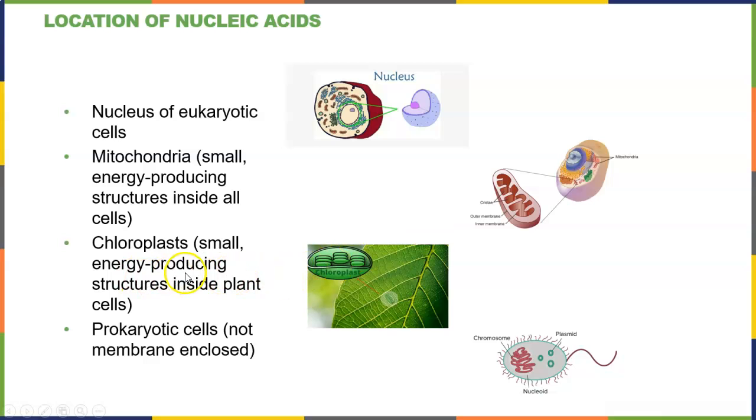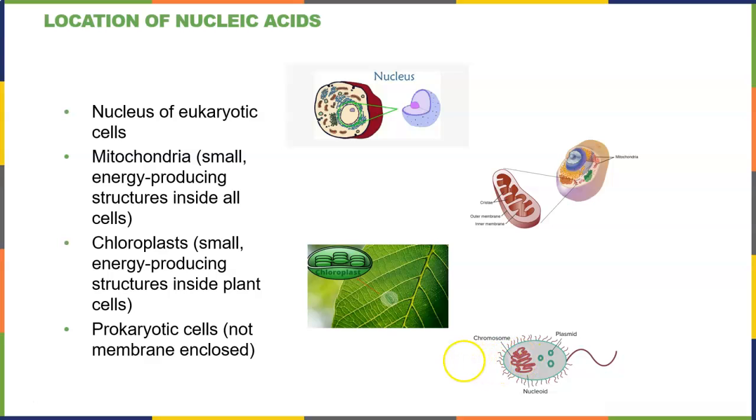And they're also energy-producing structures, but they're found primarily in plants and in some types of smaller organisms we call protists. And then finally, at the very bottom, is a picture of something called a prokaryotic cell. A prokaryotic cell doesn't have a nucleus. It has instead an area where the DNA is found, called the nucleoid area. Just to give you an idea, a prokaryotic cell would be something like a bacterial cell.